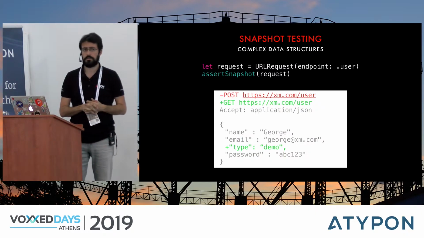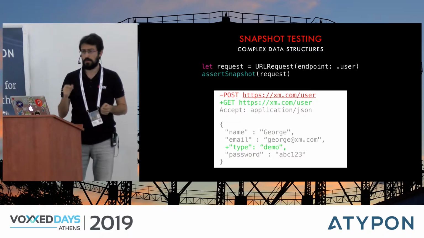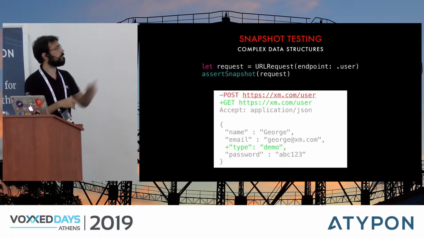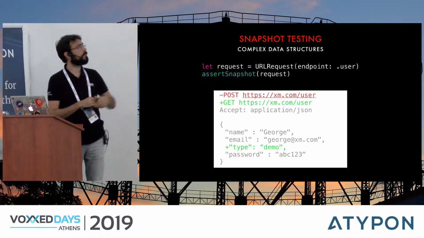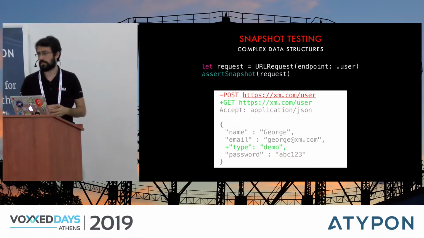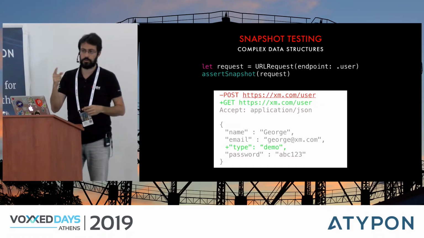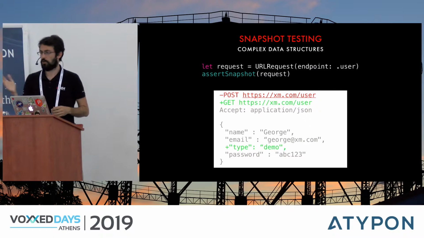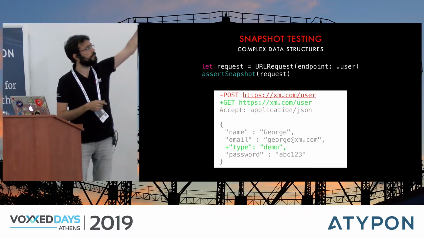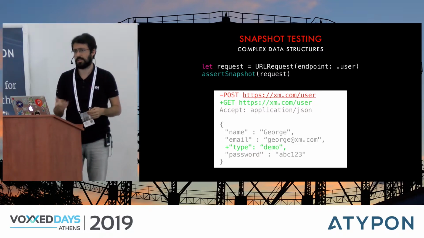But snapshot tests are not only used for testing the UI. It turns out they're also great for testing complex data structures that have lots of properties. If you could, for example, produce a textual representation of a URL request, then with just one single assertion, you could test all properties all at once. For example, the body, the method, the URL, everything. You don't have to write and maintain multiple assertions.